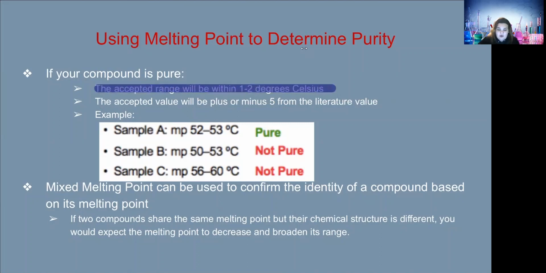Okay, all right. And then we have a little bit about mixed melting point. That can be used to confirm the identity of a compound based on its own melting point. So that's just its own thing. And then here I just have some examples for you. Okay, so here the range is 1 degree Celsius, so that's pure. The range here is 3 degrees Celsius, not pure. And the range here is 4 degrees Celsius, also not pure.